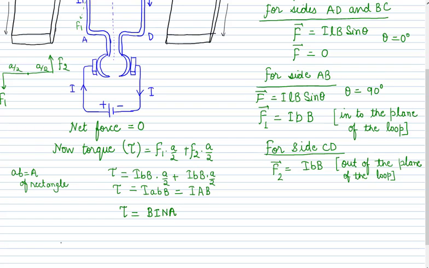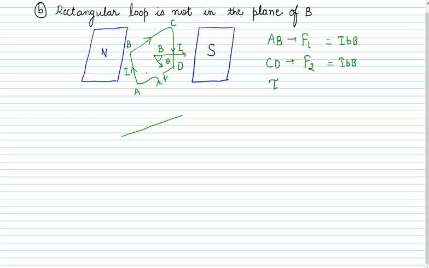Now we consider the second case. In this case, our rectangular loop is not in the plane of B, and the force acting on AB is F1, the force acting on CD is F2. So we want to calculate the torque here. As you can see, the magnetic field is along this direction and this loop is at an angle theta from the magnetic field. In the previous case, this rectangular loop and magnetic field B were in the same plane, in the same direction. Now we have tilted this rectangular loop by an angle theta.